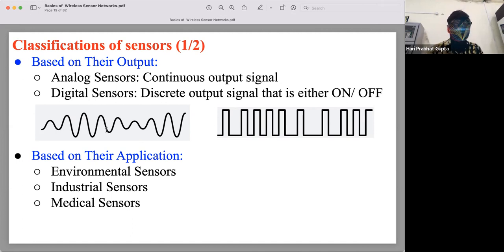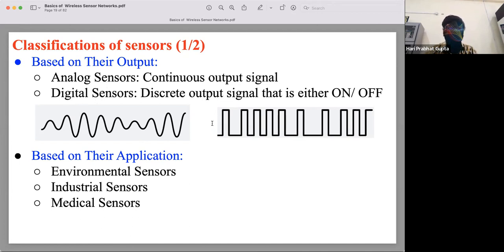For example, a light intensity sensor continuously transmits the light intensity. Sometimes sunlight is high, then the light intensity is high. If the sunlight is less, then definitely the light intensity is low. So these are continuous values, and such types of sensors go in the analog sensors.